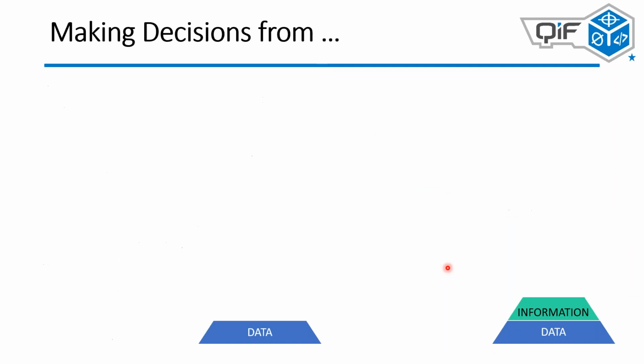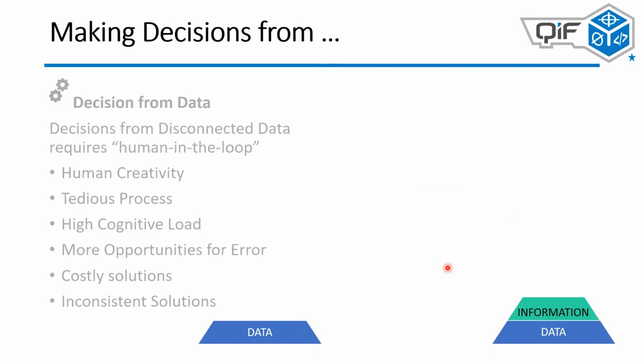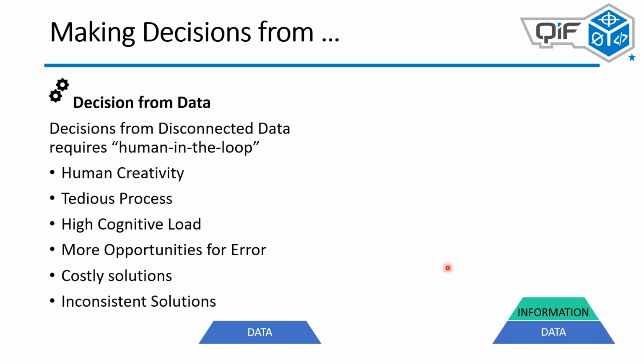So we wanted to bring that up to discuss making decisions. You can make decisions just from the raw data. Basically, that requires you to have a human in the loop. You have to use your creativity. The process is tedious. It takes significant cognitive load, which gives you opportunity for error. And the solutions may be costly and inconsistent and not repeatable.